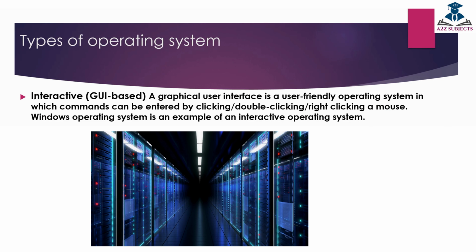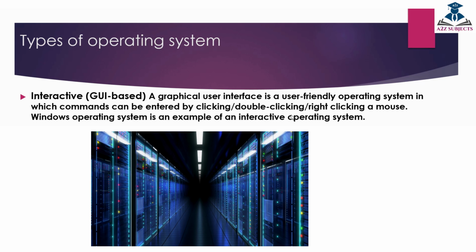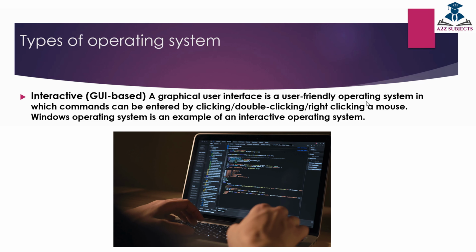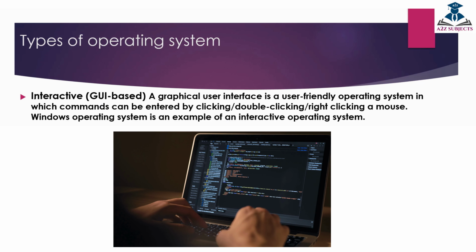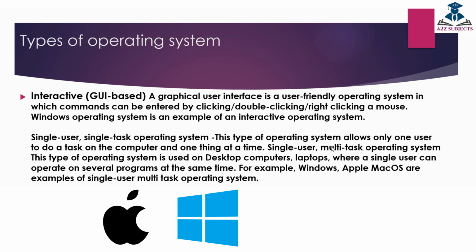What are the different types of operating system? Interactive operating system. A GUI is a user-friendly operating system in which commands can be entered by clicking, double-clicking, right-clicking a mouse. Windows operating system is an example of interactive operating system. Single user, single task. This type of operating system allows only one user to do a task on the computer and one thing at a time.